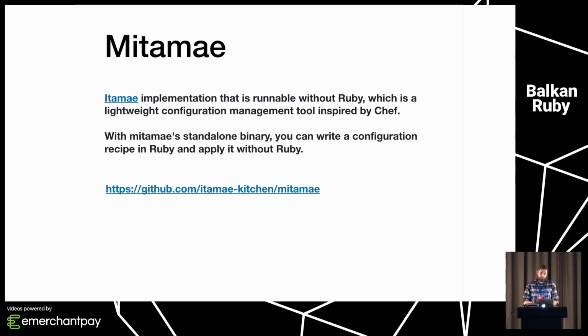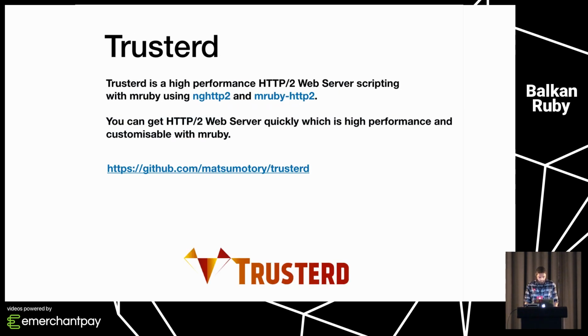The next example is the Itamae project. Well, there is Itamae, a configuration management system inspired by Chef, and Mitamae, its implementation that allows you to write scripts and configuration scenarios without Ruby, because it provides Mruby by itself. The next project is called H2O, and it is a very high-performance HTTP2 web server powered by nghttp2 and Mruby, and you can get an HTTP2 web server very fast with that.